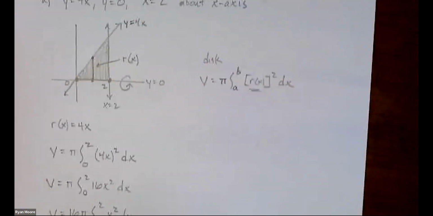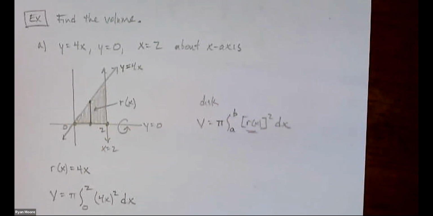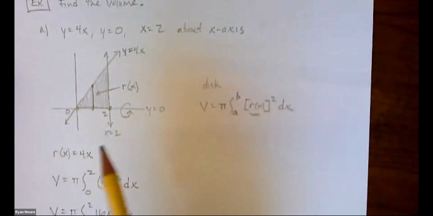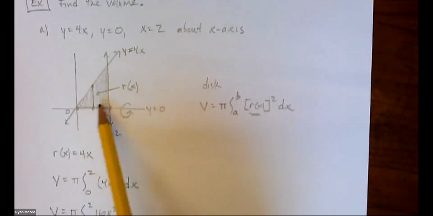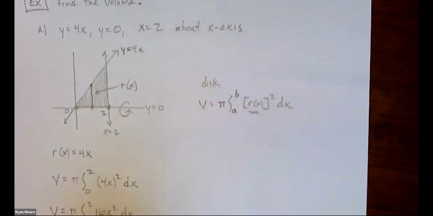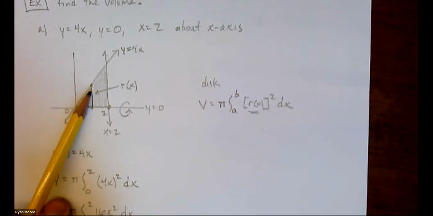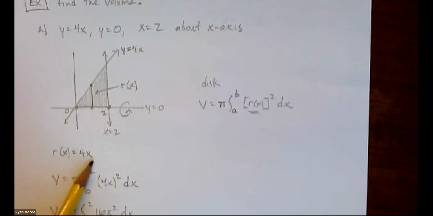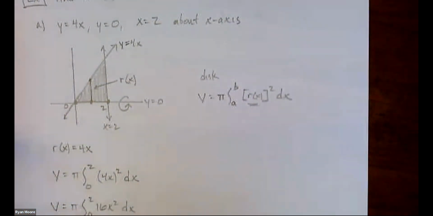Very cool. Got it. Okay, again, what's key here? A good drawing, indicating the correct region, and then knowing how to draw your radius. Knowing how to draw your radius and then identifying what it's equal to, and you're in a really good position.